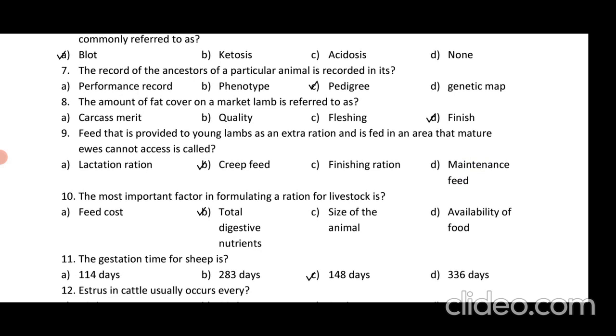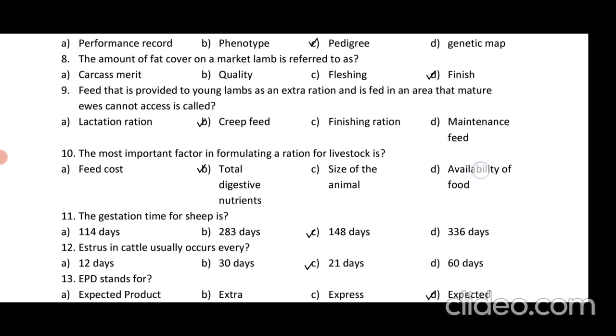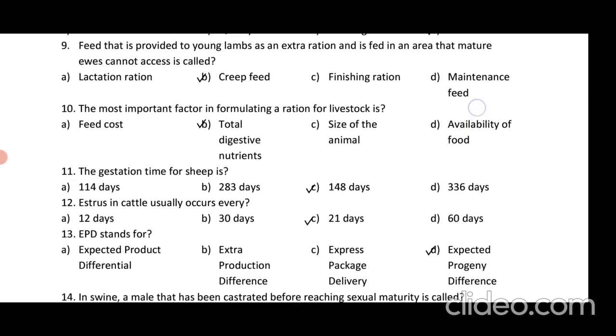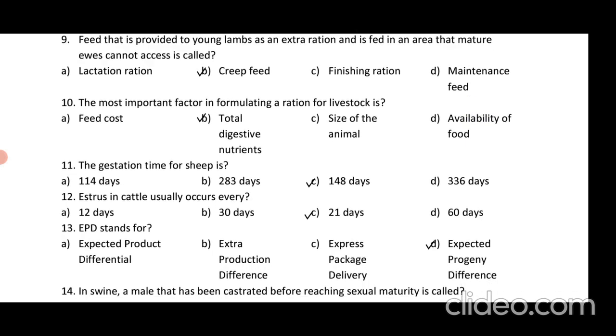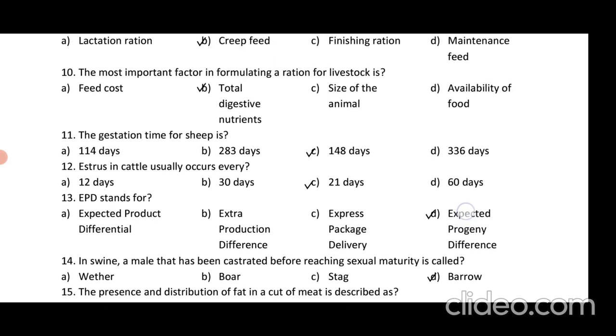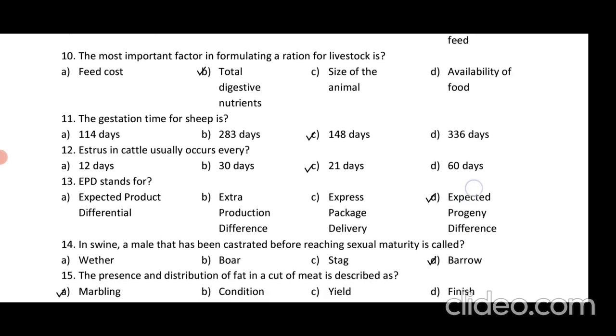3 2s are 6, 3 3s are 9, 3 4s are 12, 3 5s are 15, approximately 5 months. Estrus in cattle usually occurs every 21 days. EPD stands for expected progeny difference. In swine, a male that has been castrated before reaching sexual maturity is called a barrow. The presence and distribution of fat in a cut of meat is described as marbling.